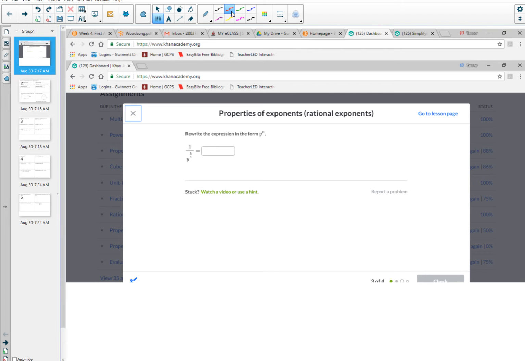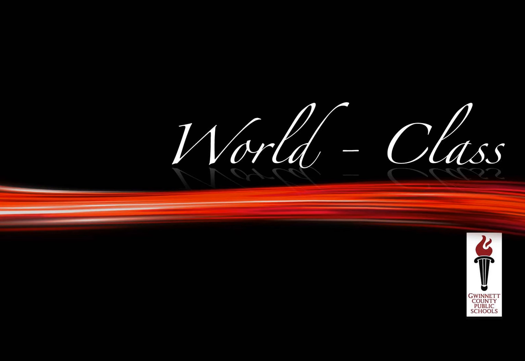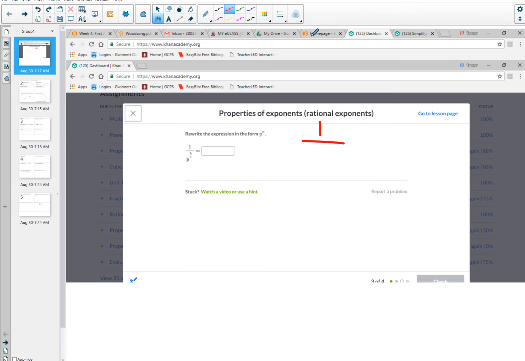What operation are you being asked to do here? I'll write it bigger if you can't see it. Let's see if I bring it over to the screen. That looks like a 5 over 4. So 1 over y to the 5/4. So again, what operation are we doing? It is division.